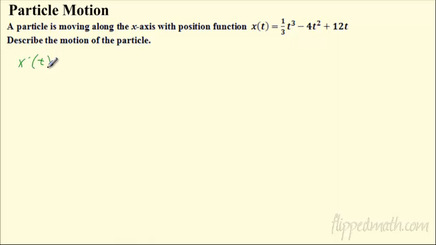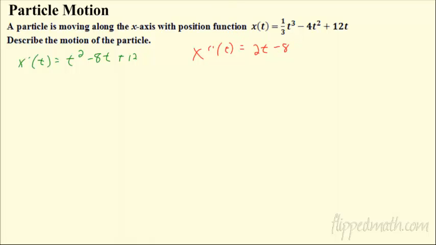If I look at the first derivative of this particle on the x-axis, the first derivative will be what? That should just turn into t squared minus 8t plus 12. So there's the first derivative. The other information I'm going to need is the second derivative. I'm going to put the second derivative over here. So here's the acceleration. What is the derivative of that? It looks like it's going to be 2t minus 8.